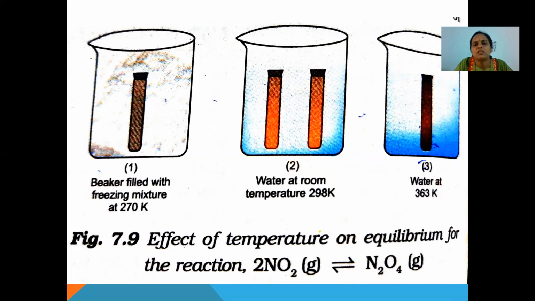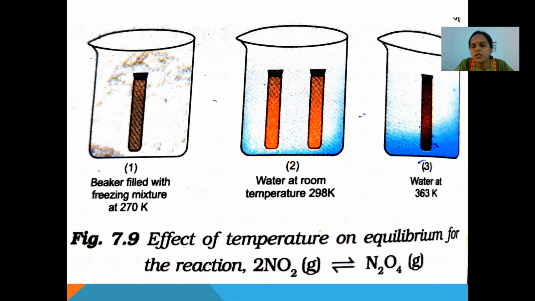So when I put the NO2 in the beaker with the freezing mixture, the formation of N2O4 will take place because the reaction is exothermic in nature. When I put it at low temperature, the reaction favors the formation of N2O4 and the dark brown fumes become less intense.